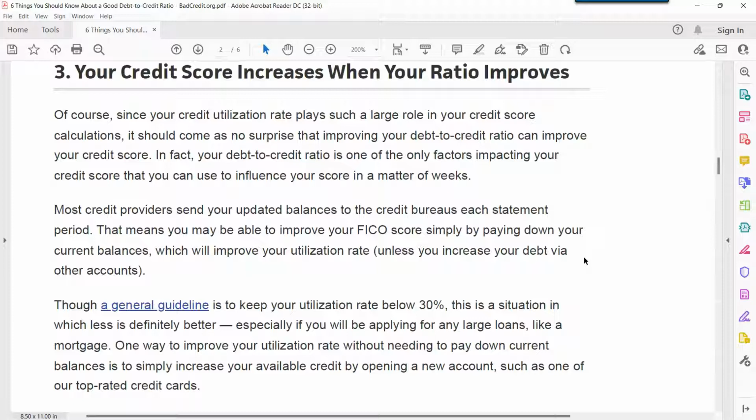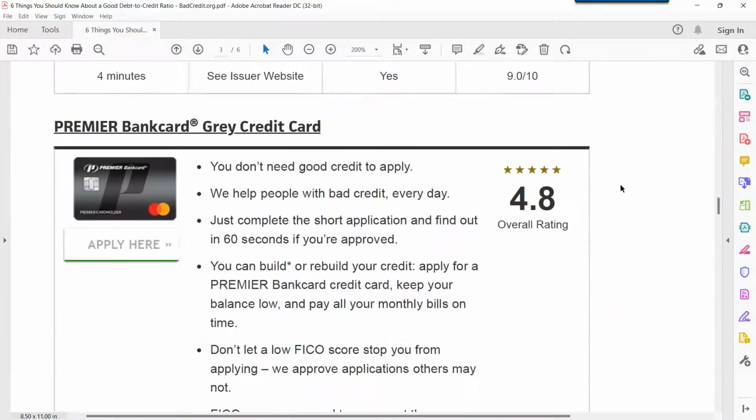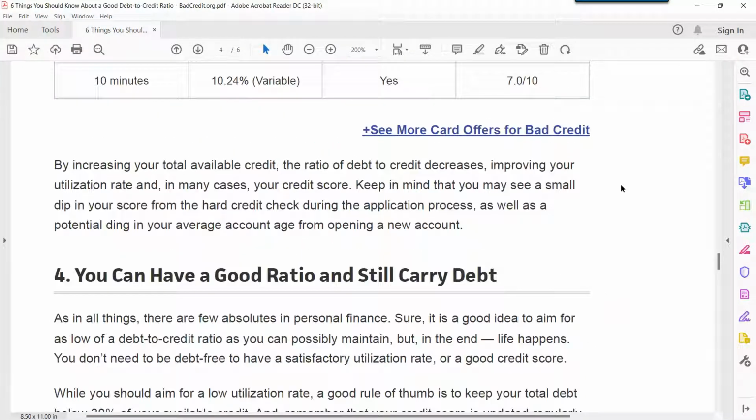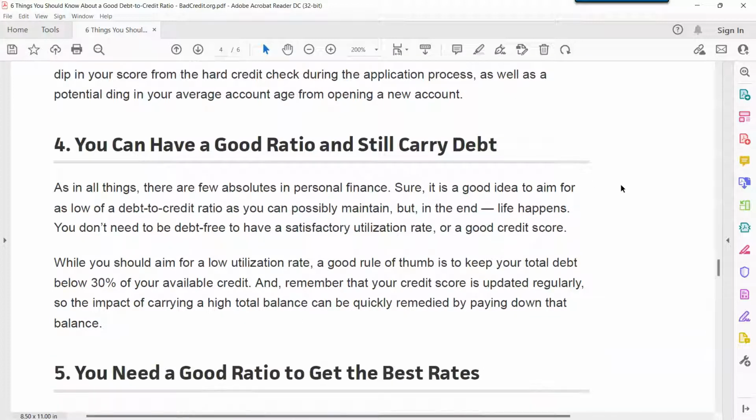Of course, since your credit utilization rate plays such a large role in your credit score calculations, it should come as no surprise that improving your debt to credit ratio can improve your credit score. In fact, your debt to credit ratio is one of the only factors impacting your credit score that you yourself can influence in a matter of weeks. So you can pay your debts down, and once they report again, you can get increases in your score immediately. To the contrary, what I usually see with my clients is that they will have increases on their credit cards and their revolving credit, and their scores will go down. So keep that in mind. Getting those ratios down gets your scores up.